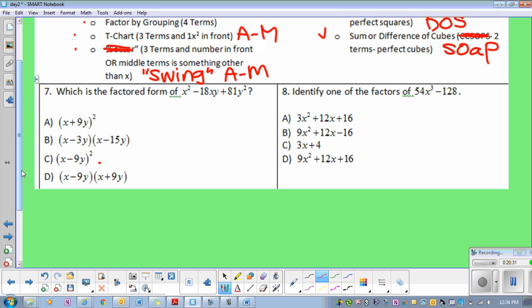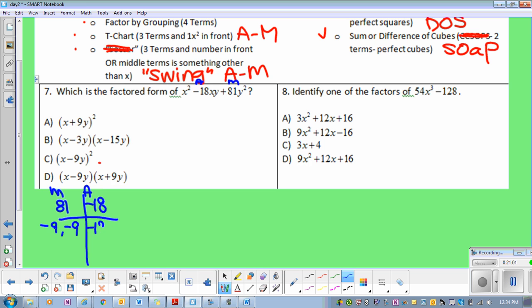All right, let's try this. So this is AM because this is a trinomial, right? Is there a number in the front of that x squared? No. Technically it's 1, right? But I don't need to swing anything over because 1 times another number would just be whatever that number is, right? So 2 numbers that multiply to give me 81, but add to give me negative 18. What are they? Negative 9 and negative 9.